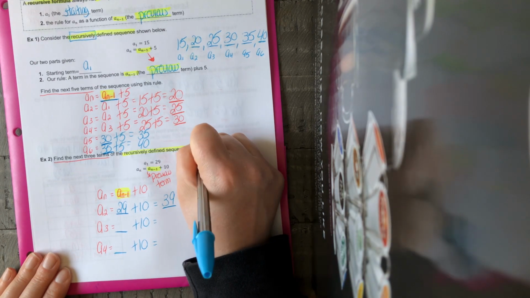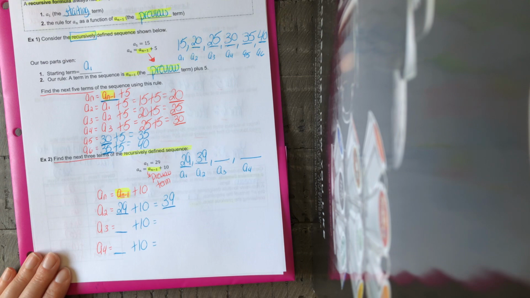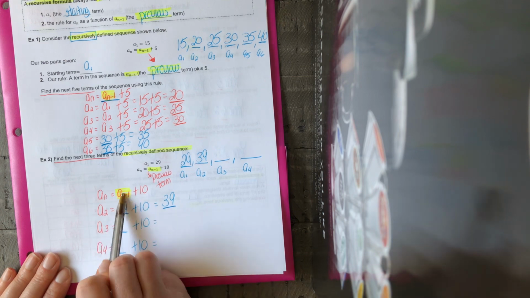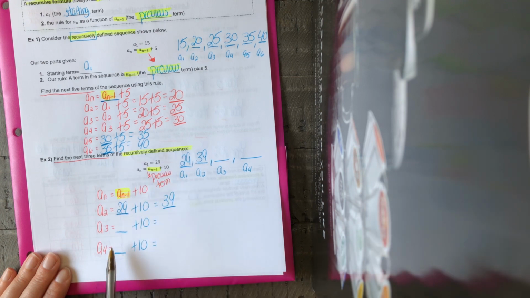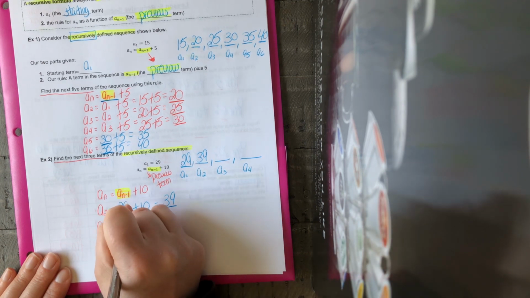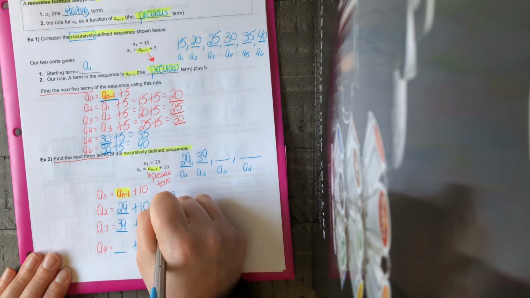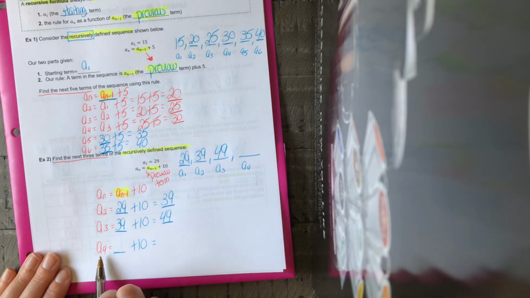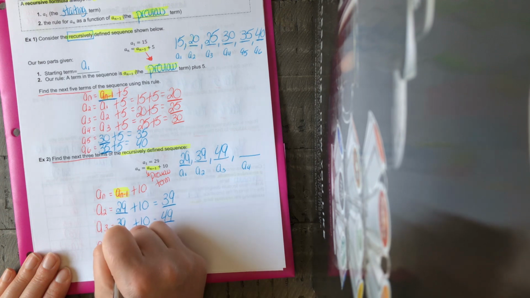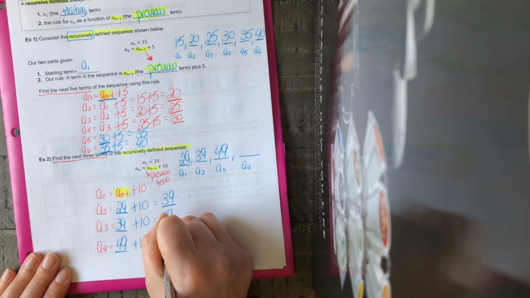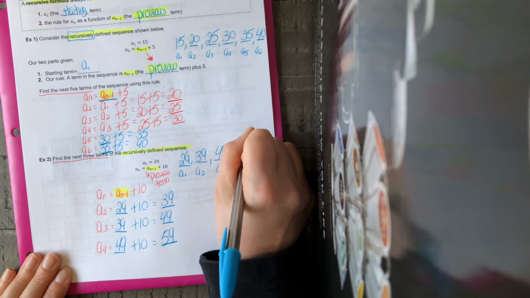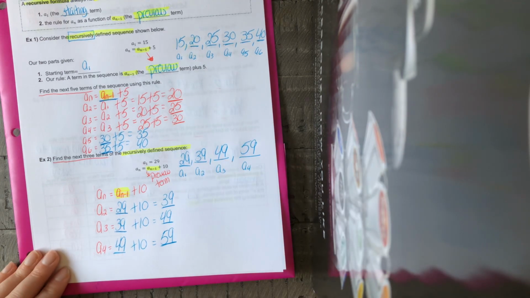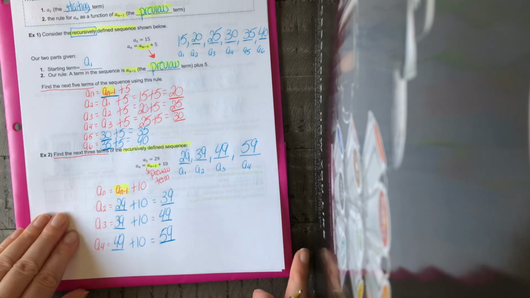So what was my second term? 39. In order for me to find my third term, I have to use my previous answer. What was my last answer? 39. 39 plus 10 is 49. So my third term is 49. And then again, to get my fourth term, I have to use my last answer, which is 49. 49 plus 10 is 59. So 59 was my fourth term. And then I'm done.